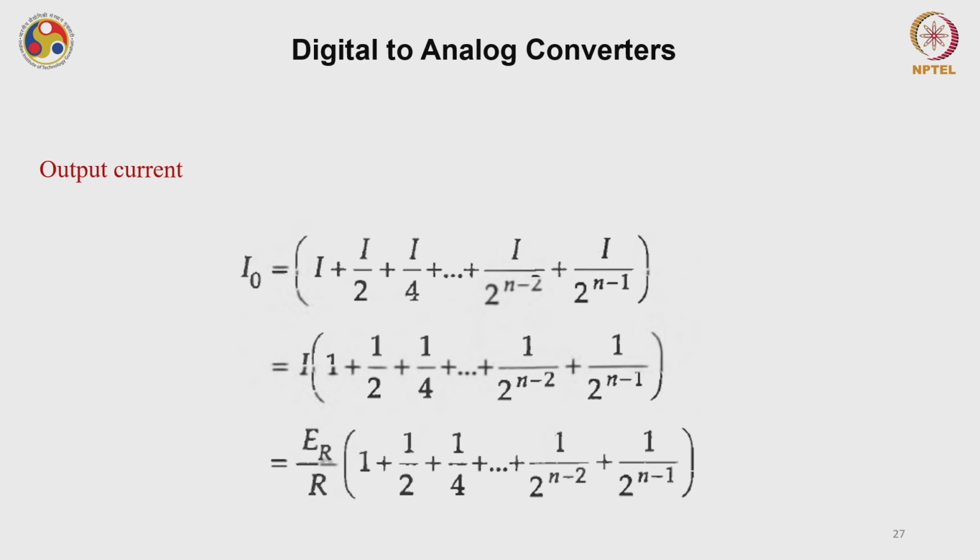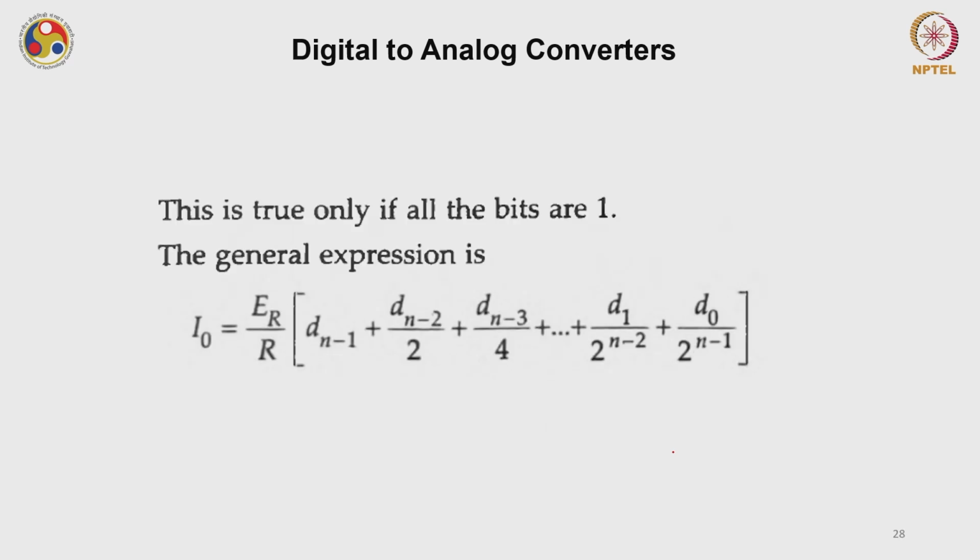If you resolve this value, you will get that I0 is equal to ER by R into 1 plus 1 by 2 plus 1 by 4 and so on, plus 1 by 2 to the power n minus 1. This is true only if all the bits are 1. So you can write a generalized expression for this: I0 is equal to ER by R into dn minus 1 plus dn minus 2 by 2 plus dn minus 3 by 4 and so on, with d1 by 2 to the power n minus 2 plus d0 by 2 to the power n minus 1.